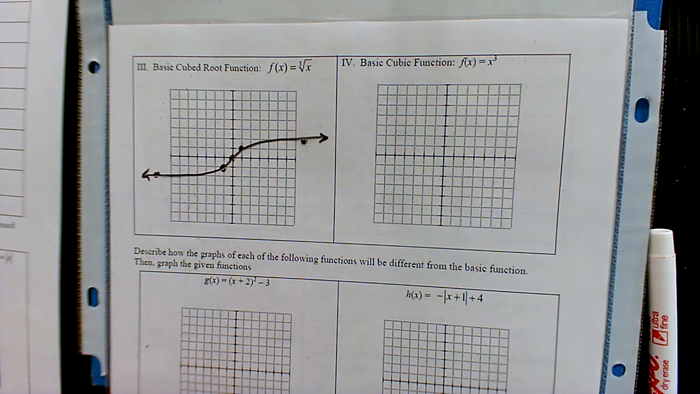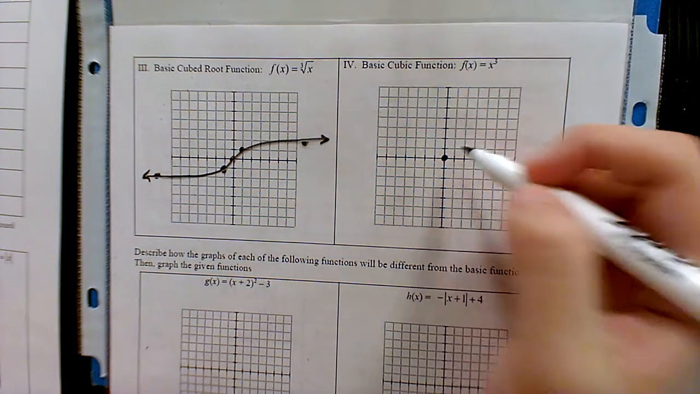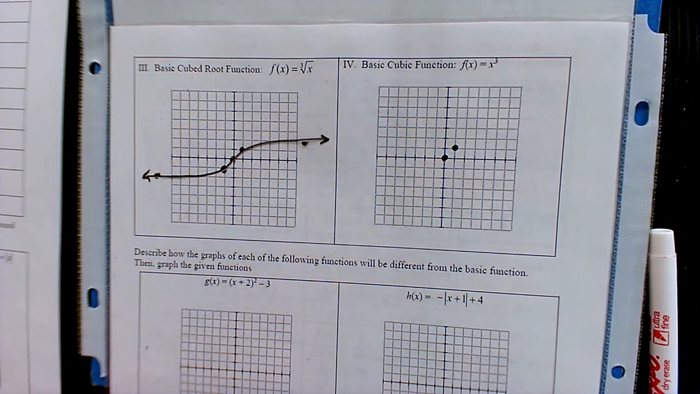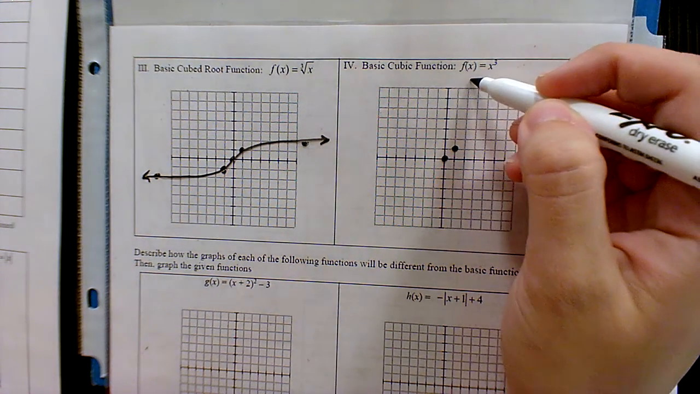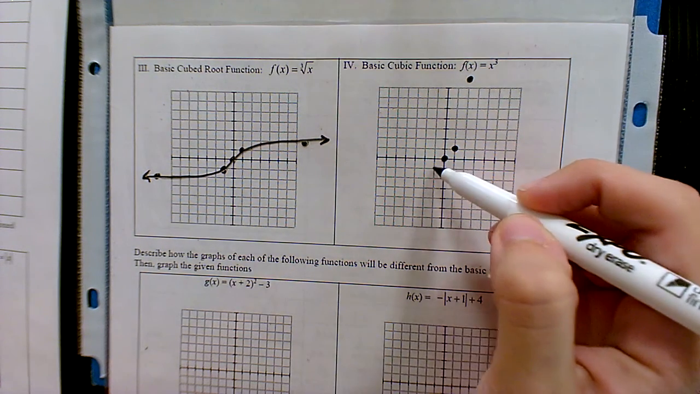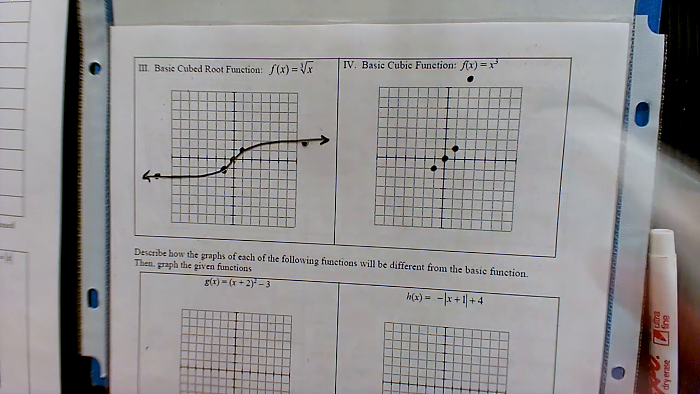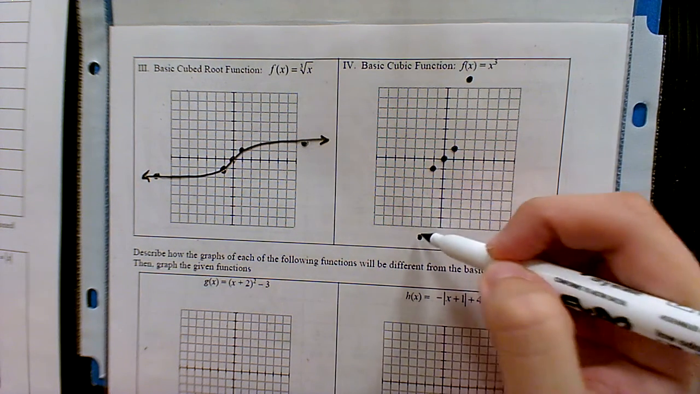Okay, if we plug in 0, 0 times 0 times 0, we got 0. If we plug in 1, 1 times 1 times 1 is 1. If we plug in 2, 2 times 2 times 2, we got 8. Little off our graph. If we tried negative numbers, -1 times -1 times -1 is -1. If we tried to plug in -2, -2 times -2 times -2 would give us -8, a little off our graph.